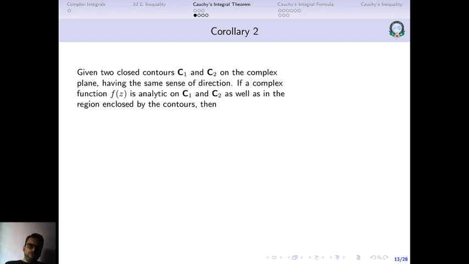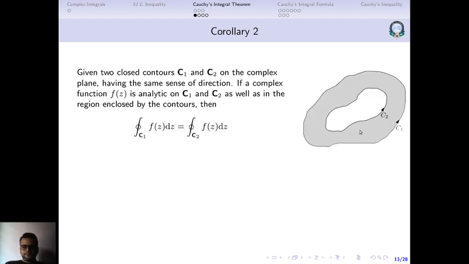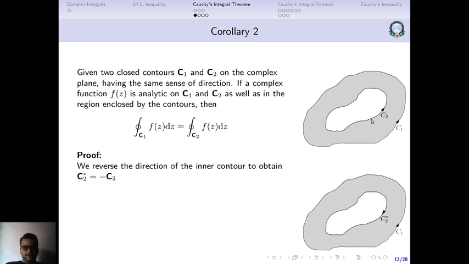Suppose I have two closed contours C1 and C2 on the complex plane having the same sense of direction. That means both of them are either clockwise or both are anti-clockwise. Then if a complex function f of z is analytic on C1 and C2 as well as in the region enclosed by the contours, so let's say this is C1 and this is C2, the function is analytic in the region enclosed by them as well as on the boundaries C1 and C2. Then the second corollary says the closed loop integral over C1 must be equal to the closed loop integral over C2.